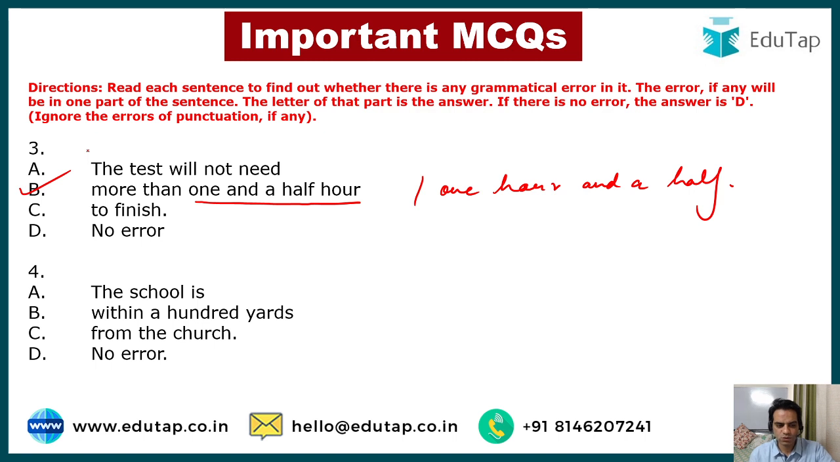Next question, guys. The school is within 100 yards from the church. Yes, guys. What is the error in this? The school is within 100 yards from the church. Find the error. Yes, guys, I have found the error. See, 100 yards, not from the church, 100 yards of the church. So within a certain boundary. So the school is within 100 yards of the church, not from the church. That was the error here, guys.